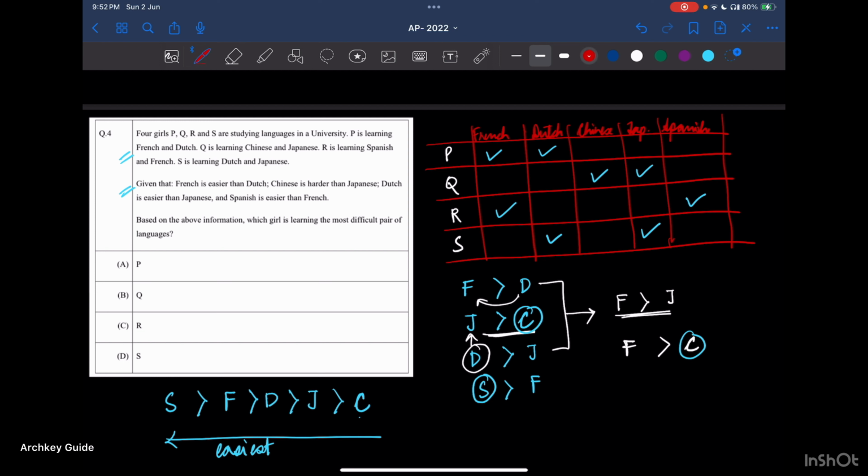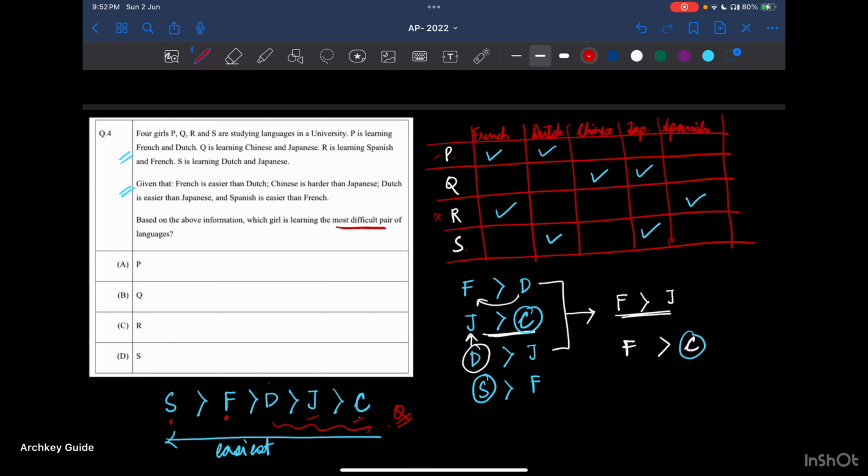Now the final question is, based on the above information, which girl is learning the most difficult pair of languages? So I see that it's either going to be Japanese and Chinese or towards these. So French for P is easy. Dutch is also easy. For Q, she's learning Chinese and Japanese. So evidently it's Q, but also we'll go and check for the others. R is learning French and Spanish. So no, R is out of the equation.